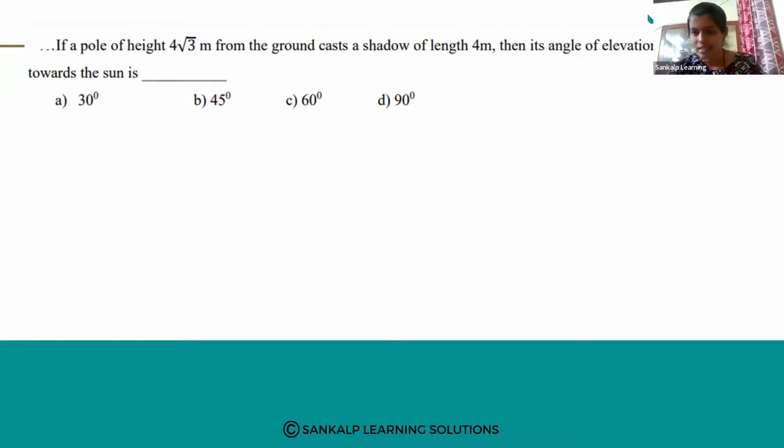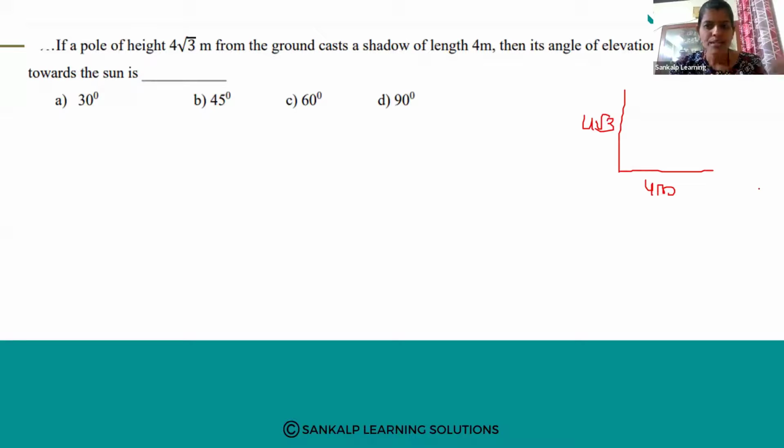So where is the sun? Okay, consider this is a pole and it forms a shadow here. Where does the shadow fall? It falls on the ground. So it casts a shadow of length 4 meter. That means the length of the shadow is 4 meter and the height of the pole is 4√3 meter. Yes or no? And we need to find out the angle of elevation.